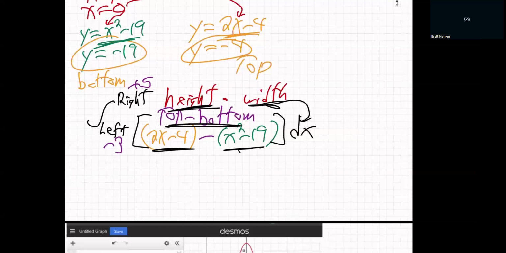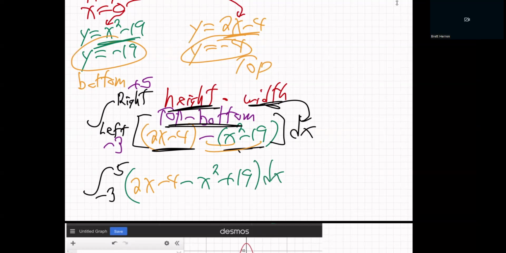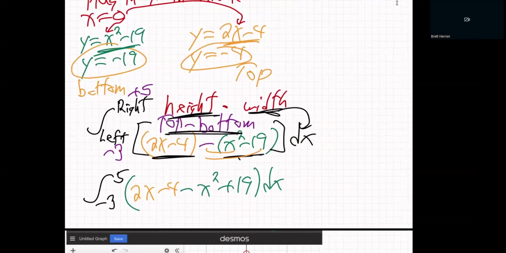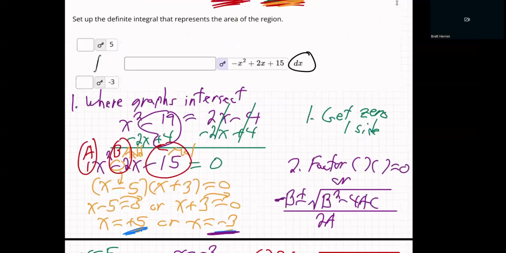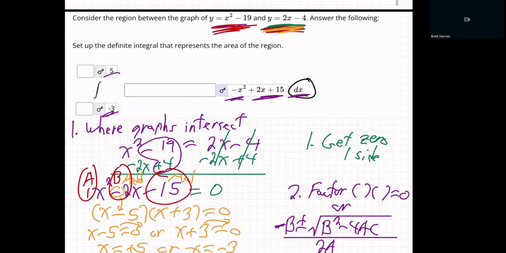You can simplify that if you want one step. You can just type that in, it'll work, but I'll go from -3 to +5. Then I'll take this 2x minus 4 and distribute that minus. I get minus x squared plus 19 dx. You can do one more step if you want. This would be 2x minus 4 plus 19, which is going to be plus 15, minus x squared there. Is that what they got? 2x plus 15 minus x squared. Let's see. Minus x squared plus 2x plus 15 dx from -3 to 5.